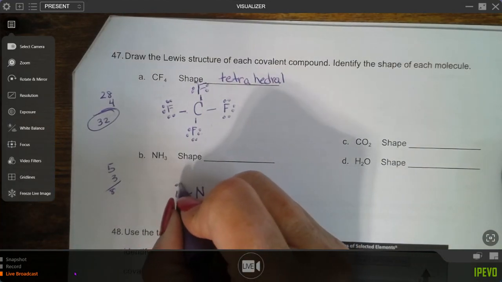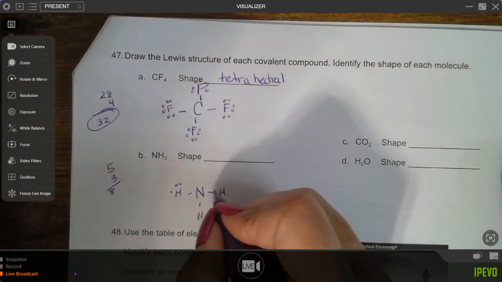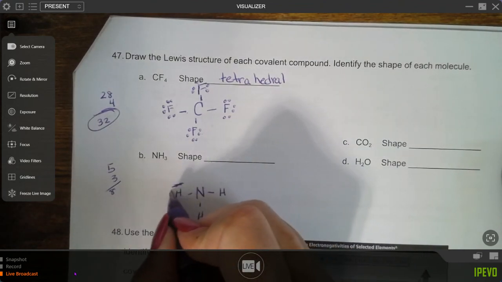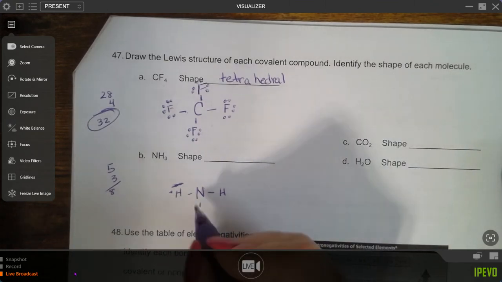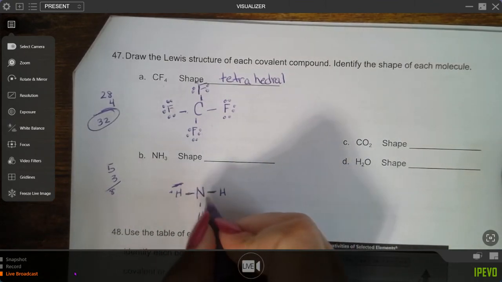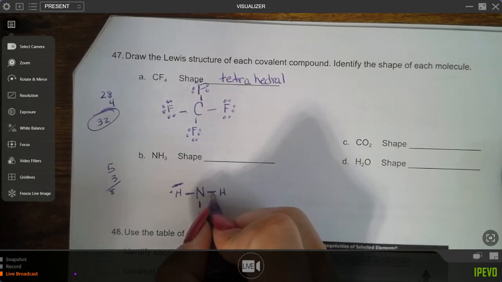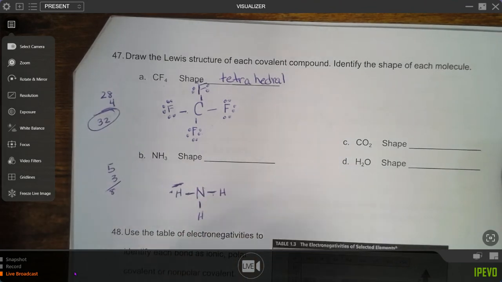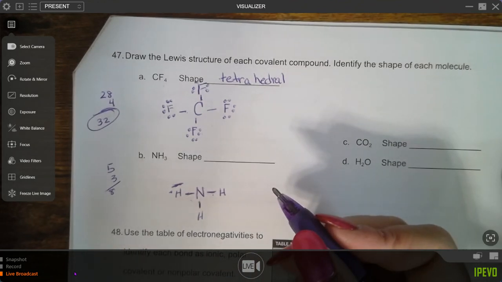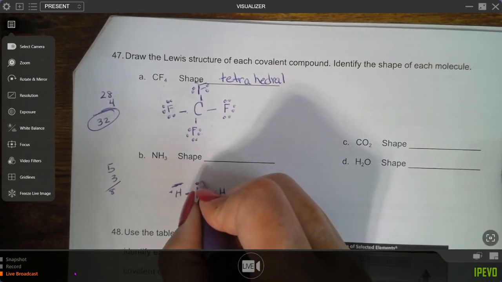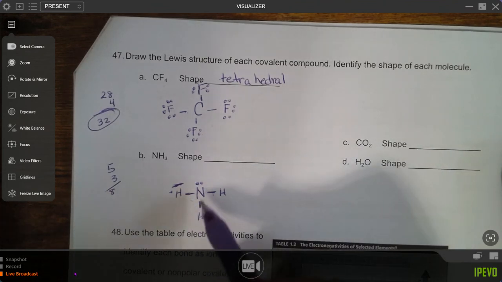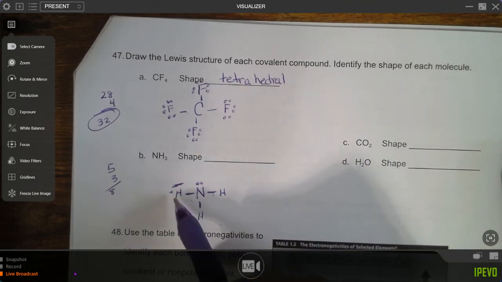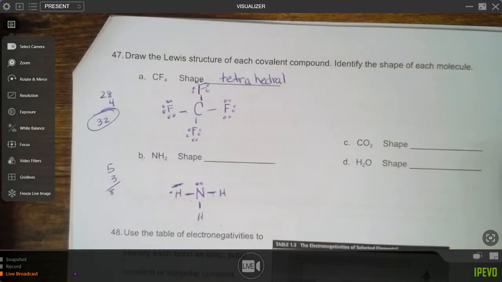We give, whoops, oh goodness gracious, that was almost a big mistake. Hydrogen doesn't need 8 electrons, remember? So I got all carried away. Hydrogen is satisfied with just this single bond because that gives hydrogen 2 electrons. So let's see, we've used 2, 4, 6. We have 2 left over, which is amazing because we need 2 more on the nitrogen so that the nitrogen has 8 valence electrons. Okay, so this molecule has 3 atoms attached and 1 pair of electrons.